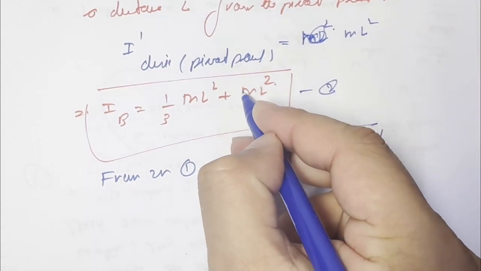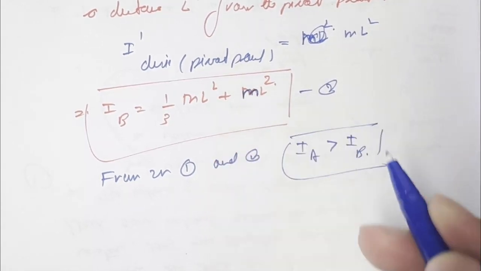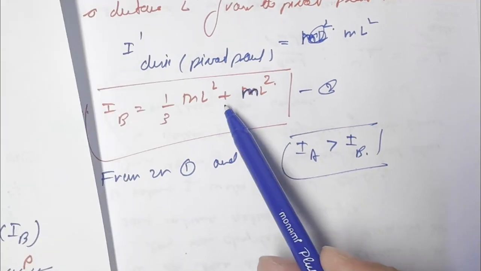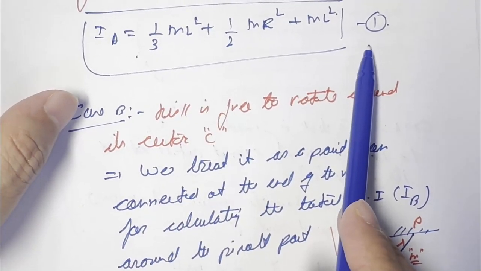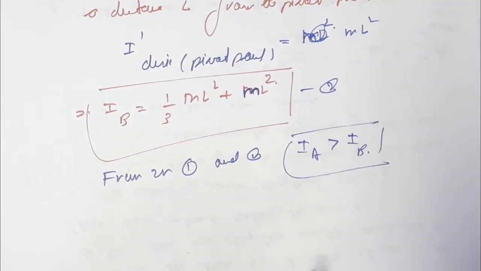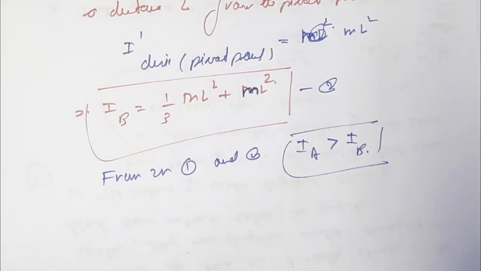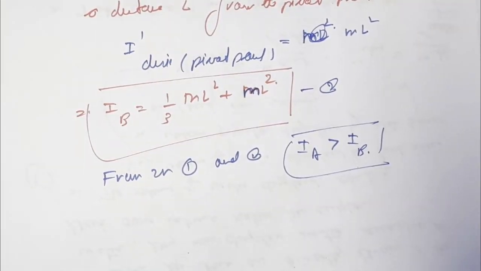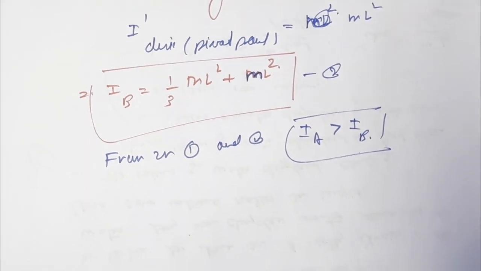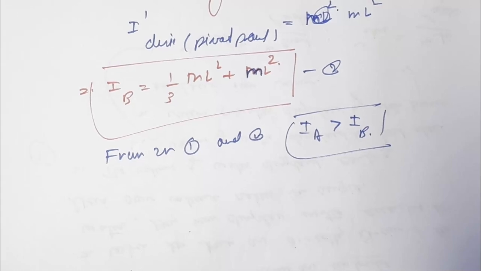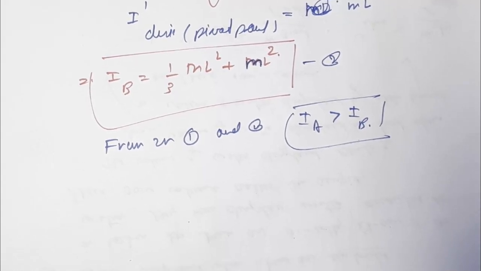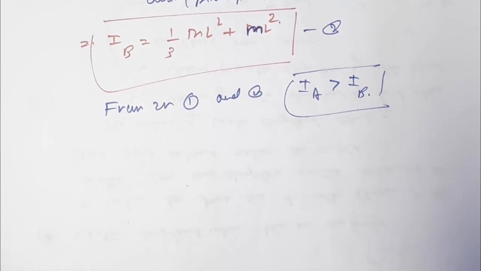ml square, and this will be small m. My mistake. So from the equation itself, it is clear that this quantity is on the higher side as compared to equation 2. Now let us find out what will be the restoring torque as asked in the question, because in the question we are interested in only the restoring torque and angular frequency.